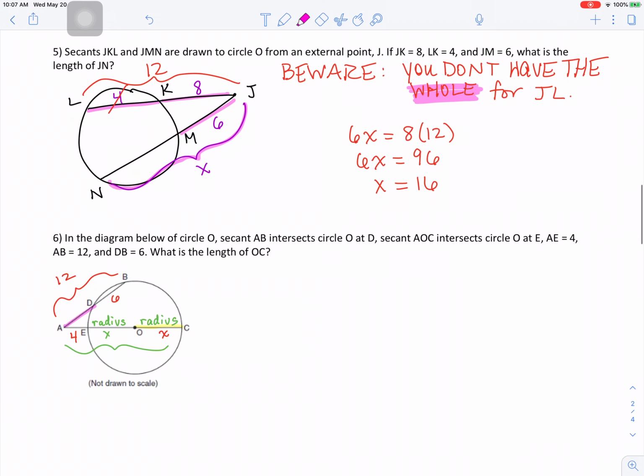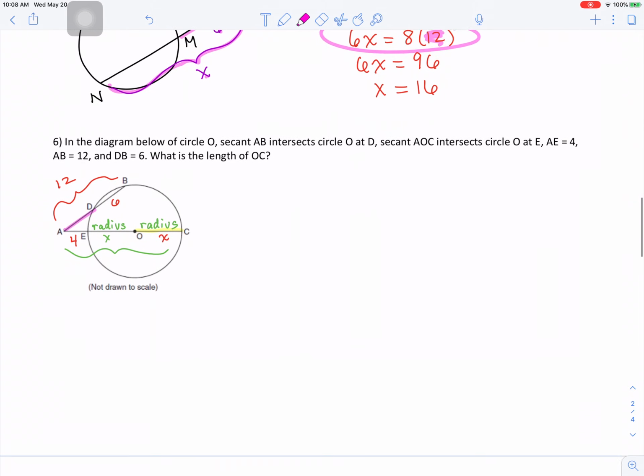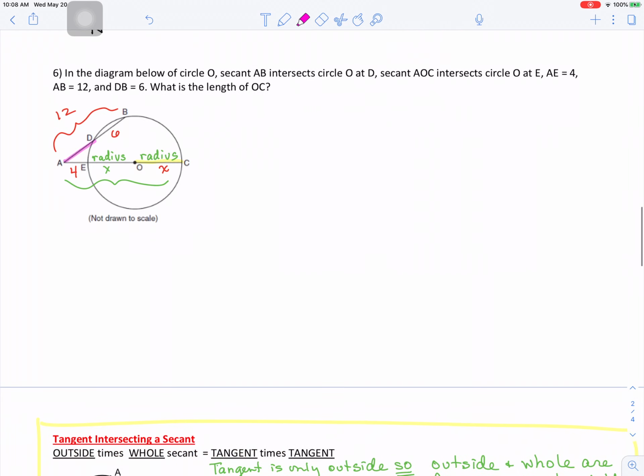And I did that problem for you. I end up with 6 times X equals 8 times 12. I crossed out the 4 because I'm not using it in my formula. There's no 4 here. But the 4 is hidden inside the 12 because that's how I got the 12, by adding the 4 to the 8. If I didn't have that 4, I would not have been able to know how long the segment is to solve this problem.